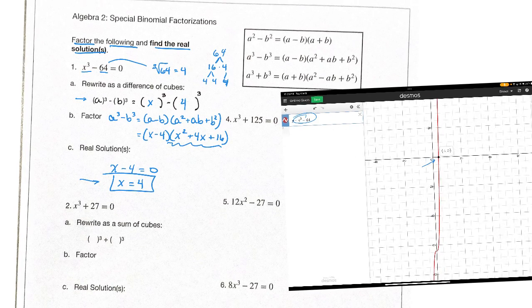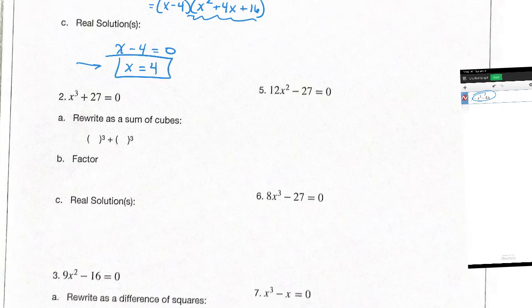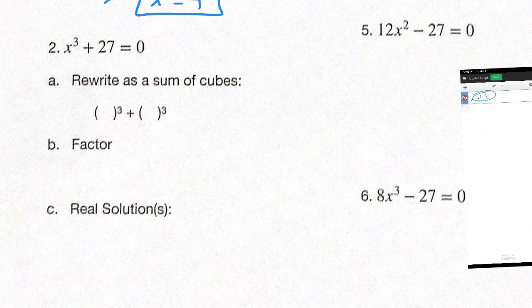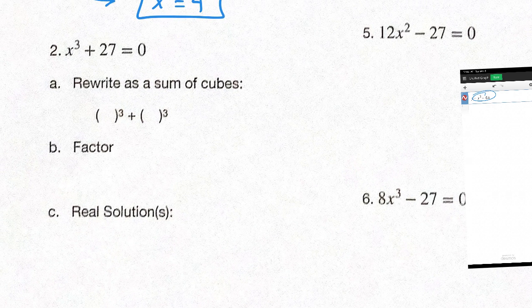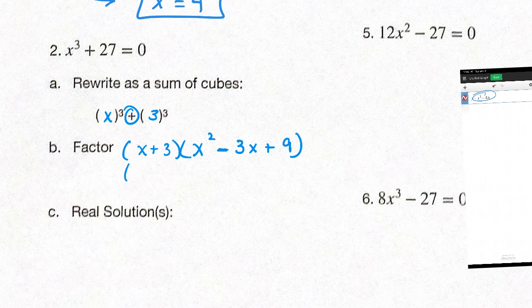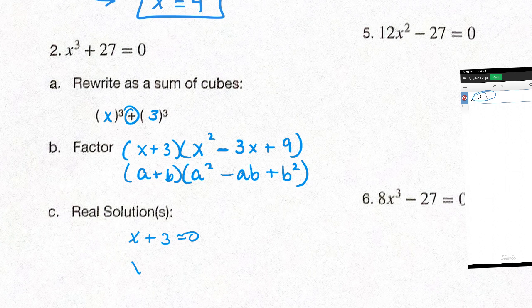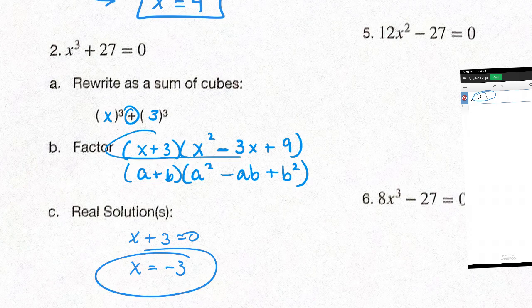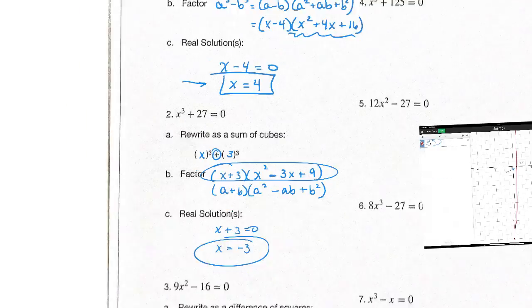Now, the rest of these, I am going to work through the rest of these problems just so you have them, but I'll keep my commentary short, at least to get you started on these. So this would be x plus 3 cubed, and so we could factor that x plus 3, x squared. When you're doing the addition one, the minus sign goes right here. It's minus AB. Okay, so this is A plus B, A squared minus AB plus B squared. So there's the factorization. The real part comes from the x plus 3. And we solve it. So we got our factorization, and we're good to go.